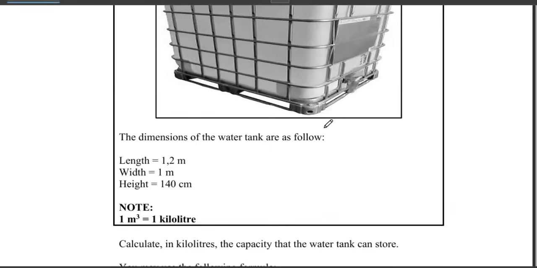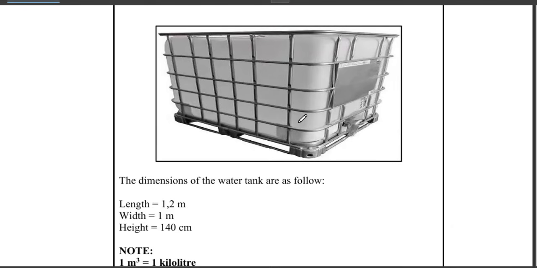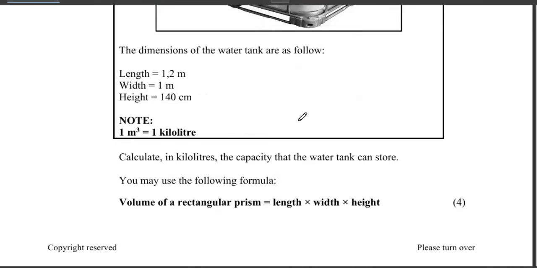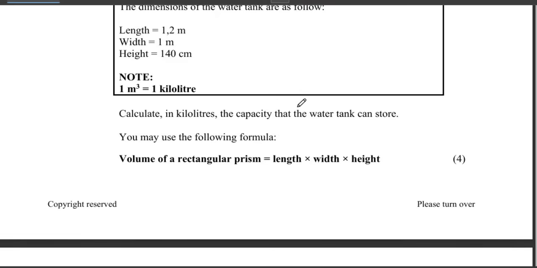Okay. We have a diagram here. This is question number 4. The water tank that is included in the package is a rectangular prism as shown in the diagram below. Length is 1,2 meters, width is 1 meter, and height is 140 centimeters. Calculate in kiloliters the capacity that the water tank can store. You may use a formula. They said you may use the formula, which is sometimes true. So the capacity is in kiloliters. That's what they want.